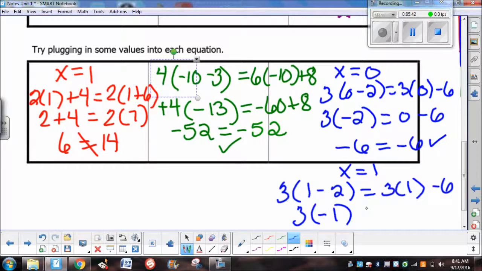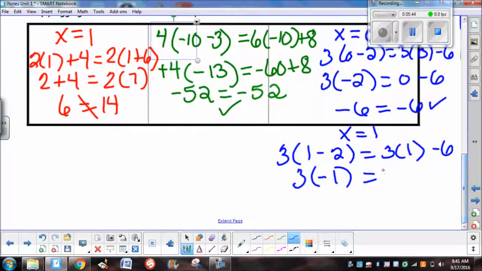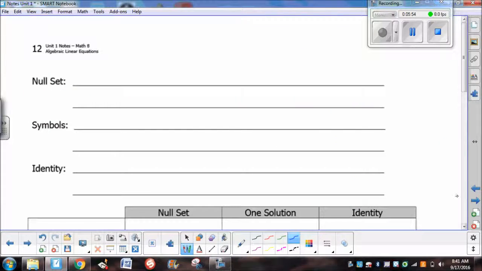This is negative 1. And we end up with 3 minus 6. So we have negative 3 equals negative 3. Again, that's true. Okay? So let's go over to the next page and let's deal with some vocabulary.